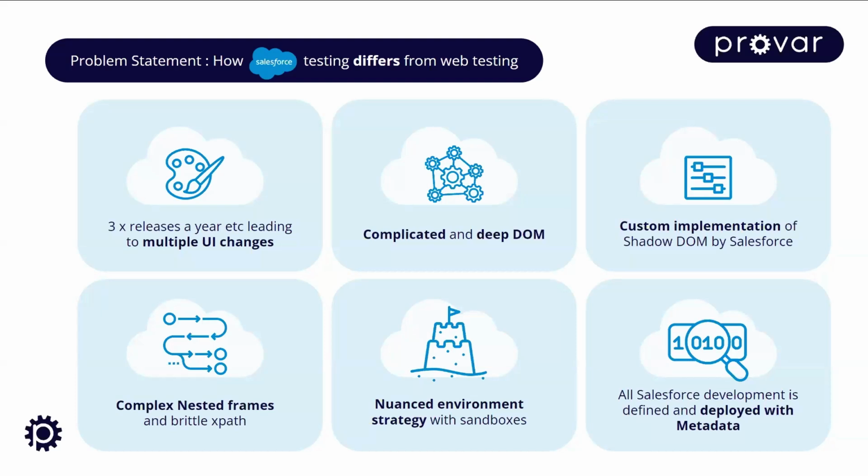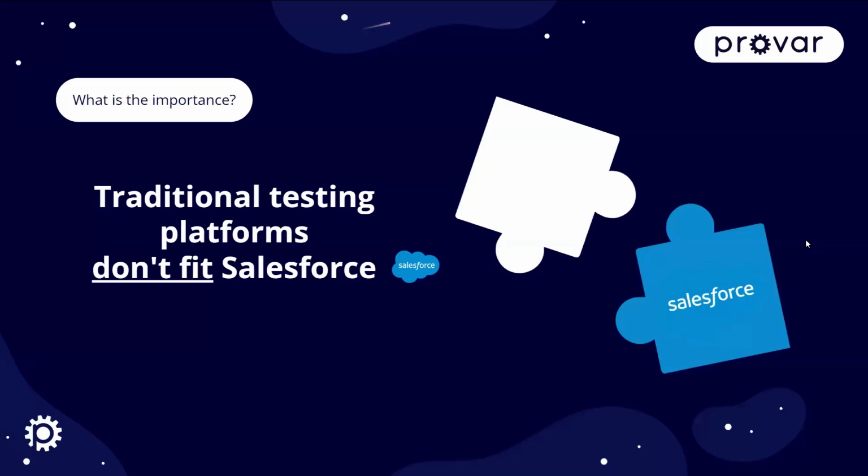Aside from these regular changes in Salesforce, the complex and deep DOM, penetrating inside the shadow DOM, navigating through the nested frames, all those things make test automation in Salesforce very hard and complex. So after facing so many issues with open source frameworks, and to overcome these problems, we go outside in the market and start looking for test automation tools. But in reality, the traditional testing platforms don't fit Salesforce because they are built for more static applications, but not for dynamic and ever-changing applications like Salesforce.